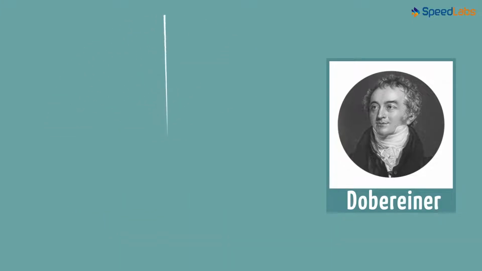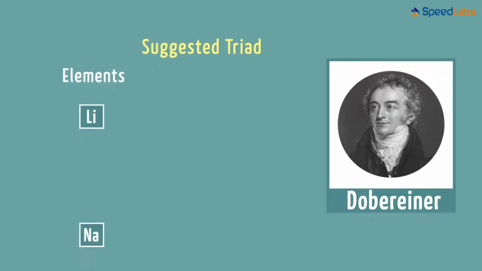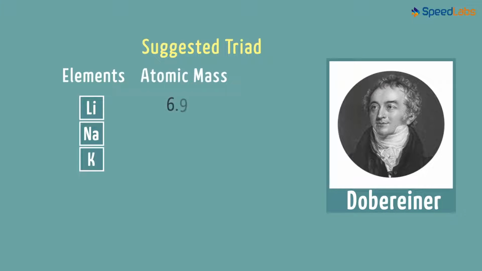Let's take an example to understand this better. One of the triads he suggested was that consisting of lithium, sodium and potassium. The atomic mass of lithium is 6.9 while that of potassium is 39. So if you take their average, what would you get? Yes, you get 23, and 23 is the atomic mass of sodium. And this is exactly what Dobereiner had in mind when he framed the triads.